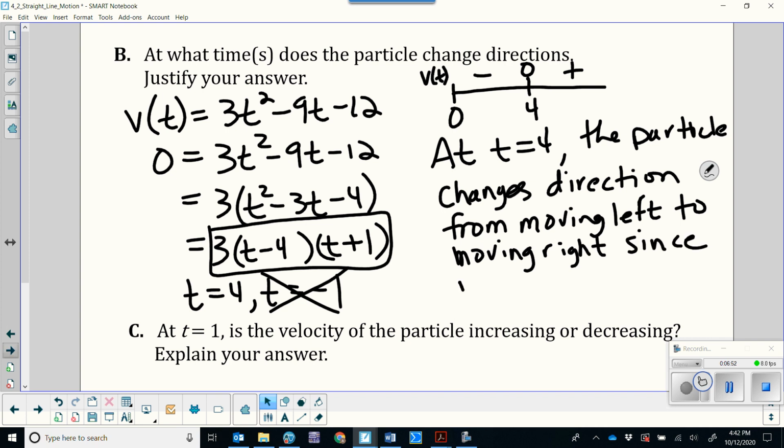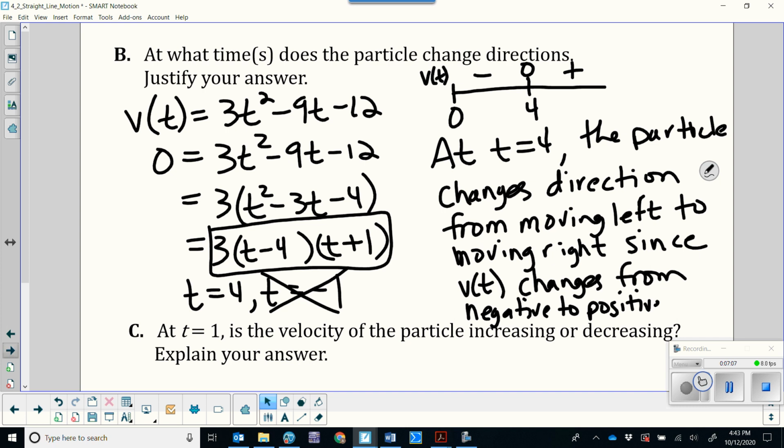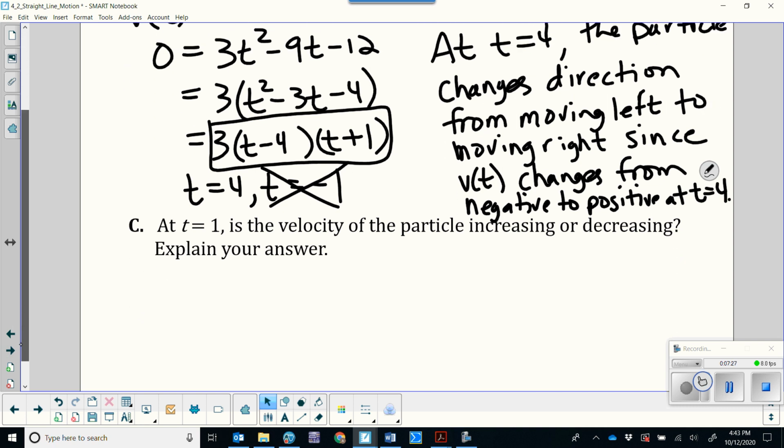Since, and we always have to give a reason, v of t changes from negative to positive at t equals 4. And there you go. Now, if I had units in the problem, which I don't, I would say t equals 4 seconds, but I don't have any units here, so we're good with that. Just make sure when you do have units that you answer them that way.